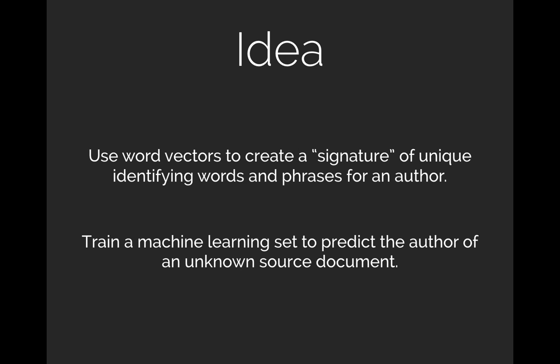The idea is to use word vectors to create a signature of unique identifying words and phrases for an author. A word vector, as opposed to a word, is a numerical representation of a word or a series of words that has a particular meaning or association. And the other idea is to train a machine learning set to be able to predict the author of an unknown source document. So given a new document, who does that document most likely belong to?